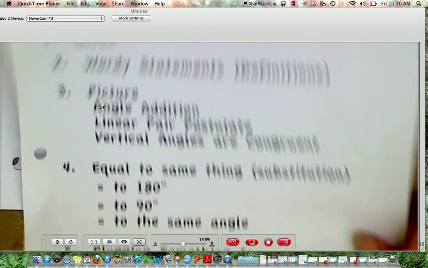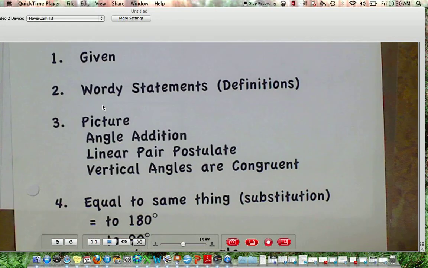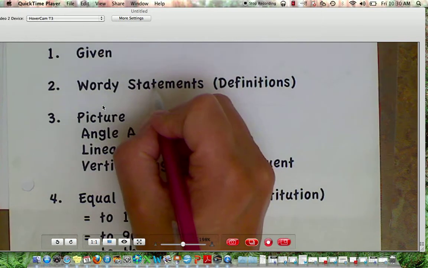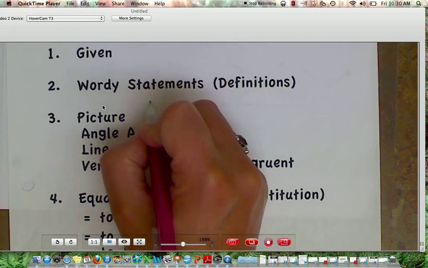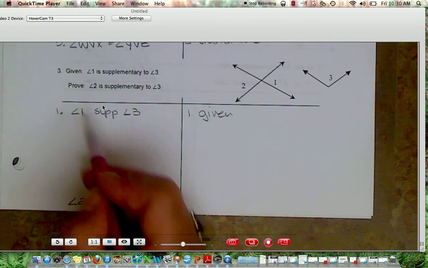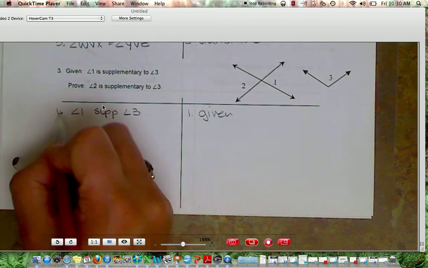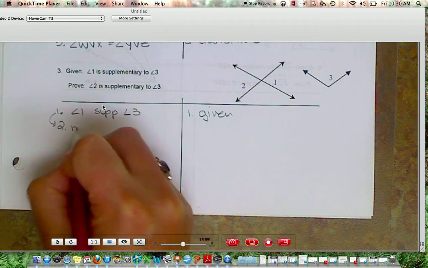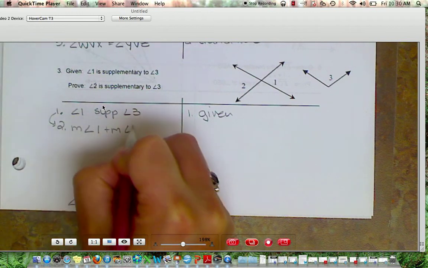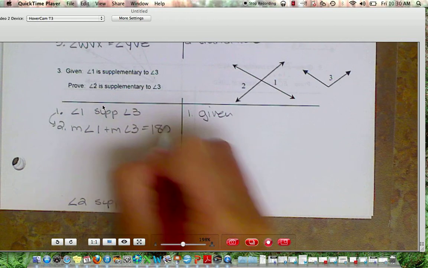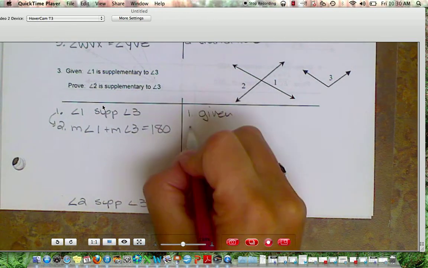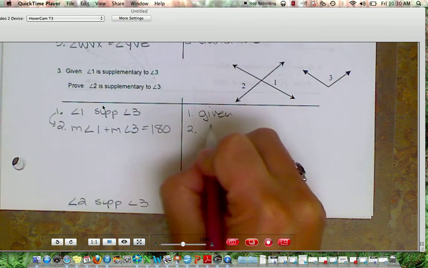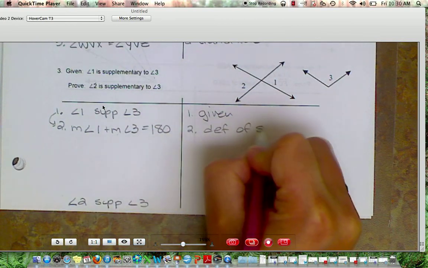So if you're using this little guide here, we put in our given. Now we want to undo the wordy statements. Now the wordy statements can be undone at the beginning or the end. So we'll undo both of these wordy statements. If angle 1 is supplementary to angle 3, then we know that means that the measure of angle 1 plus the measure of angle 3 must equal 180. And that is because if two angles are supplementary, then they add up to 180 degrees, or the definition of supplementary.